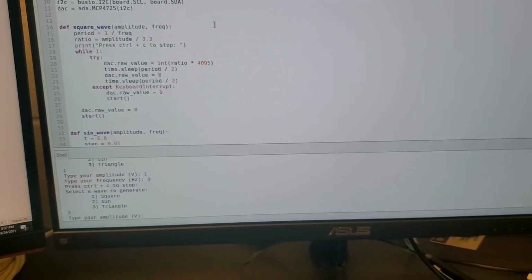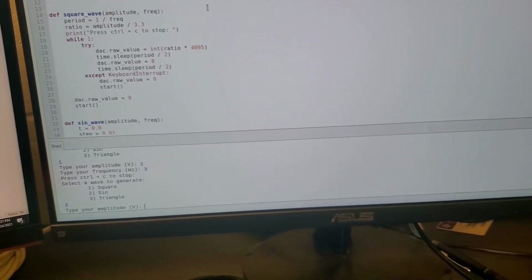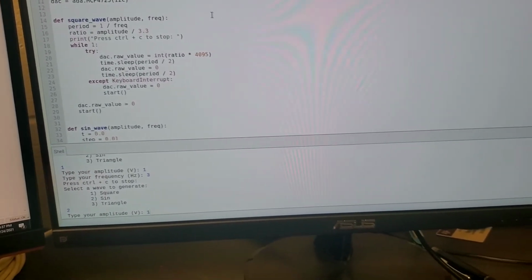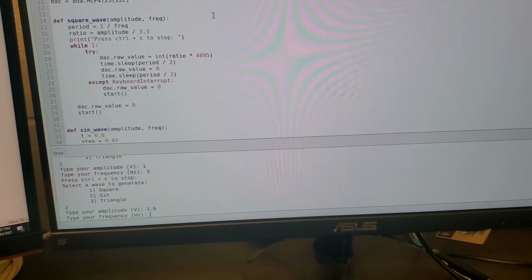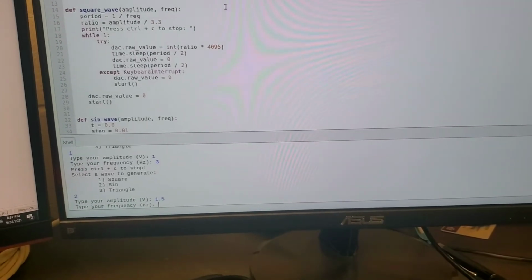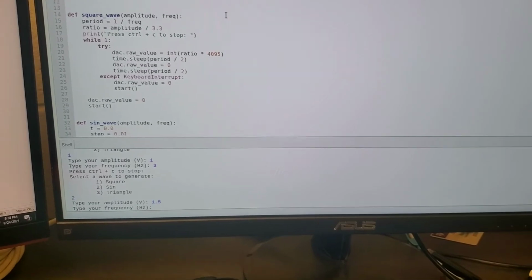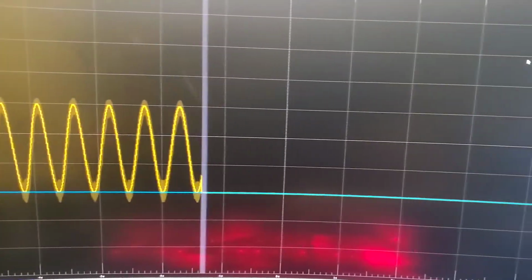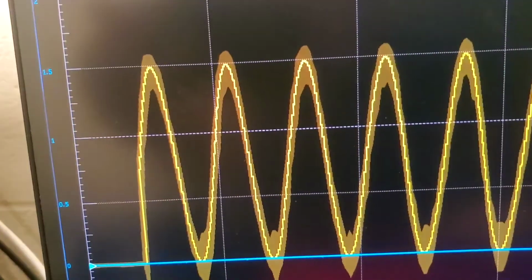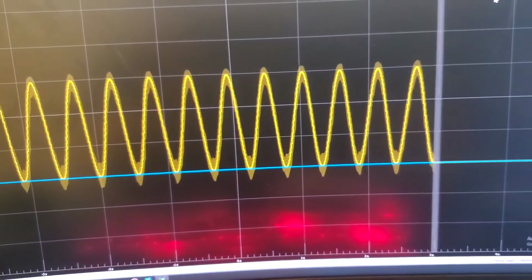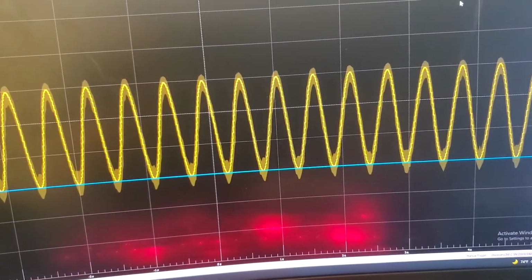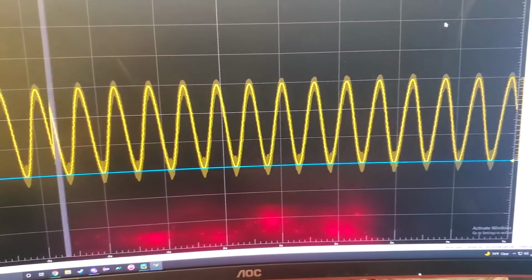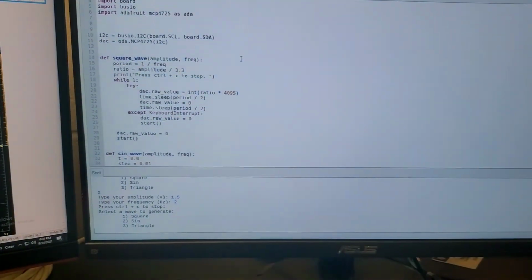So then we'll Control C again, and now we will do the same sort of thing for the sine wave. So we press 2 for sine wave, and we'll do an amplitude of 1.5 volts, and then we'll do a frequency of, let's just say, 2 hertz. So here you can see it, 1.5 volts, and it is doing a cycle every half second. So you press Control C to stop the program. As you can see, it stopped.